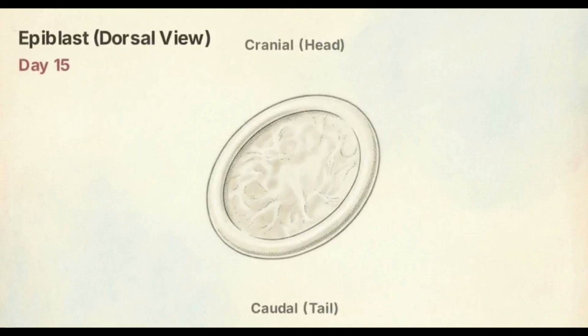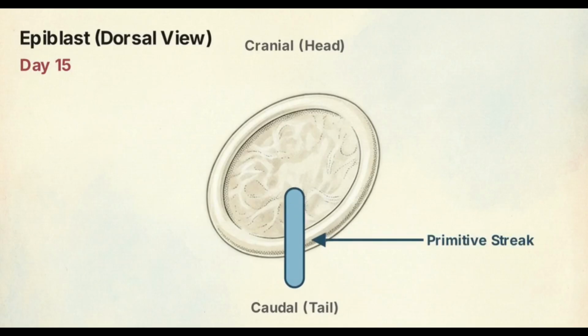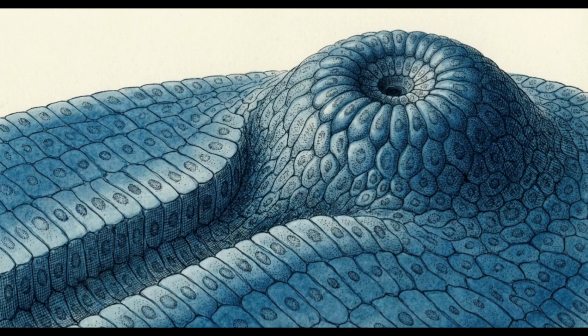This top-down dorsal view of the epiblast at day 15 shows the trigger for gastrulation, a thickened linear band at one end called the primitive streak. As it forms, a central groove and an elevated circular node appear. That groove is the primitive groove. The circular apex is the primitive node, or Hensen's node, containing a small central depression called the primitive pit.